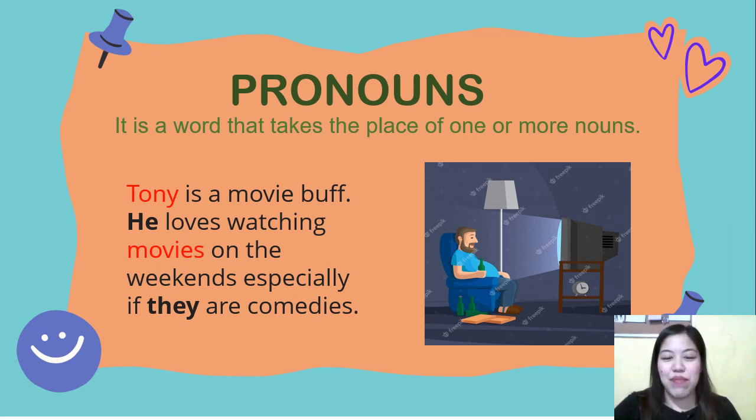So let's take a look at my example here. Kindly read the sentence silently. As you can see, the bold words are the pronouns. The words he and they are personal pronouns, the most used pronouns of all. Now let's take a look at the words that are in red. What do you think those words are called? If you answered nouns, you are correct. But specifically, these are called antecedents. An antecedent is the word that the pronoun replaces.